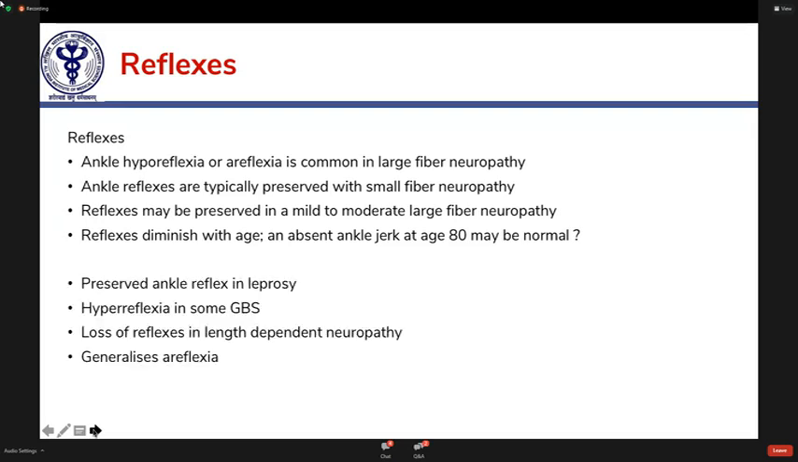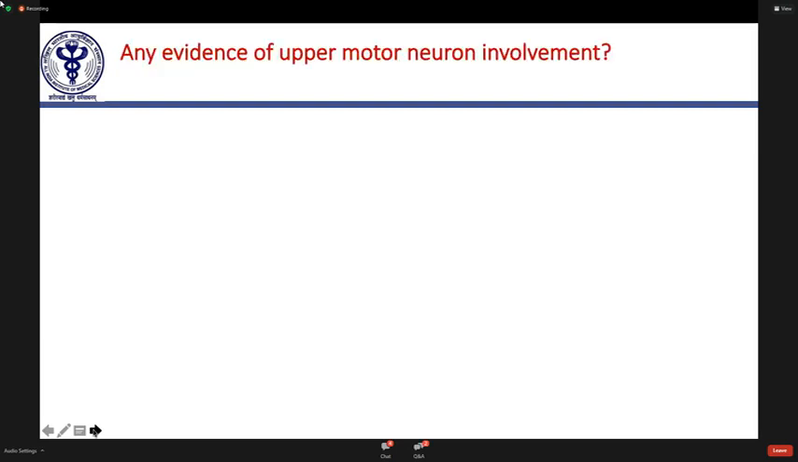Then there are preserved ankle reflexes in leprosy and hyperreflexia in GBS. These first two have been discussed by Neeraj. Loss of reflexes in length dependent neuropathy and generalized areflexia are clues as to whether it is a large fiber length dependent neuropathy. Generalized areflexia happens when there's a ganglionopathy or a demyelinating neuropathy. It will help you with the etiological clue.